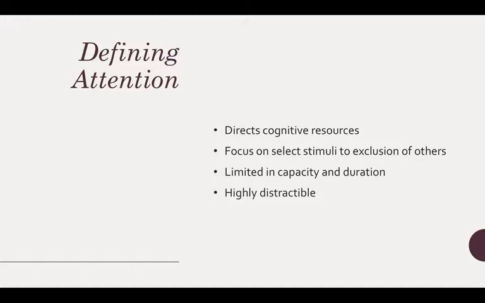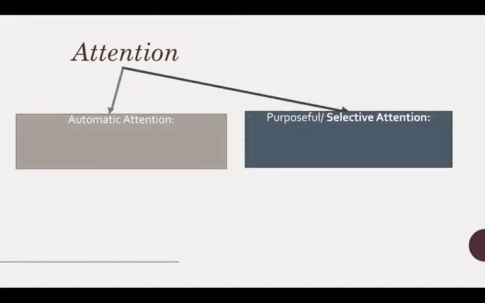So really crudely, when we talk about attention for now, we're talking about the directing of cognitive resources. And there are two types of attention that we're going to be talking about: automatic attention and purposeful, or what's called selective attention. I'll talk about each of these separately, and then we're going to compare and contrast them more systematically.